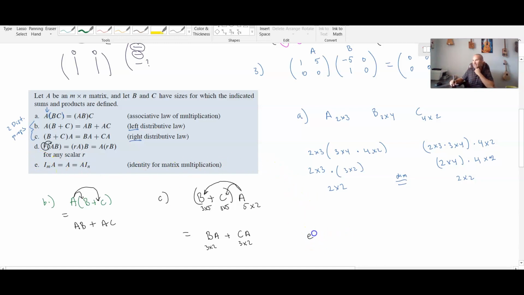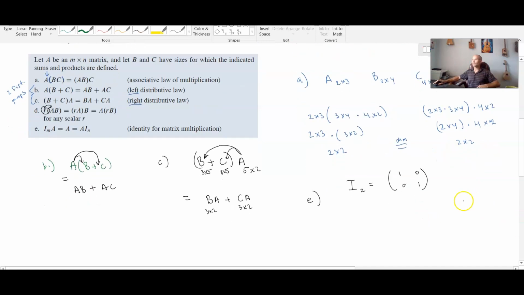Finally, in this property E is an interesting one because it incorporates this thing called the identity matrix. And the identity matrix, that is I sub m, well, I'll give you an example of an I2. The I2 identity matrix is this matrix here that probably looks somewhat familiar when we perform Gaussian elimination. And it doesn't matter what matrix you multiply this by.